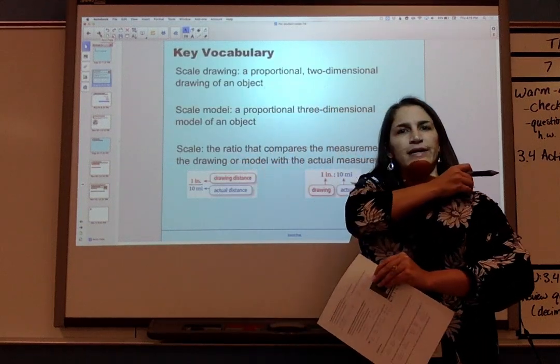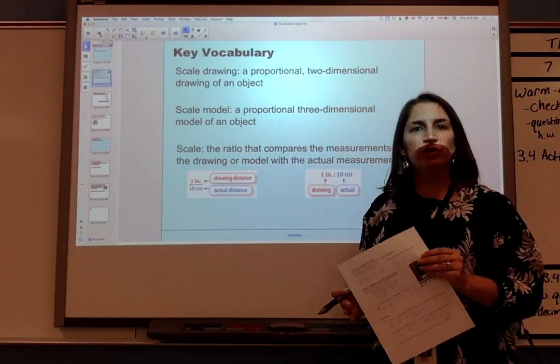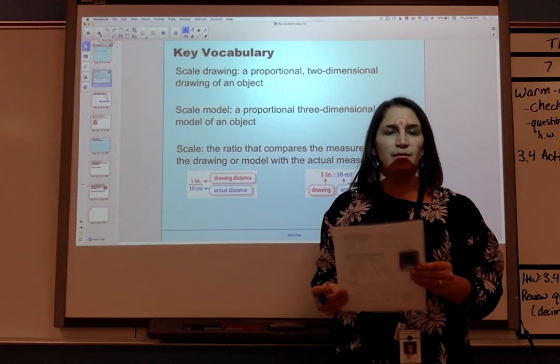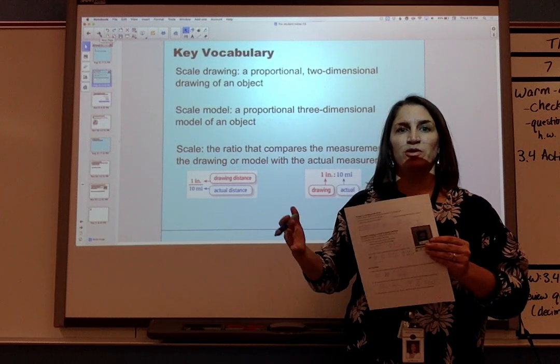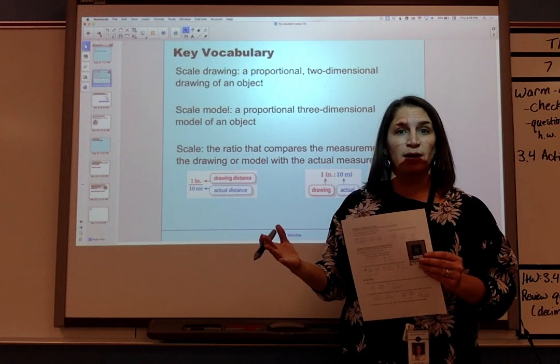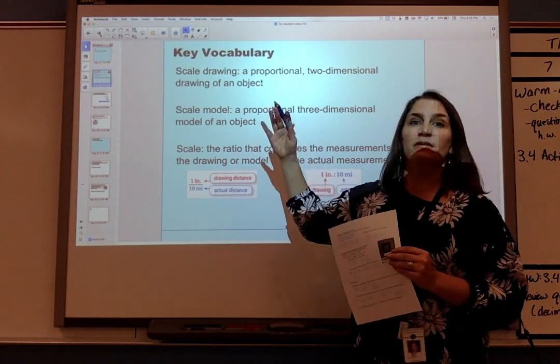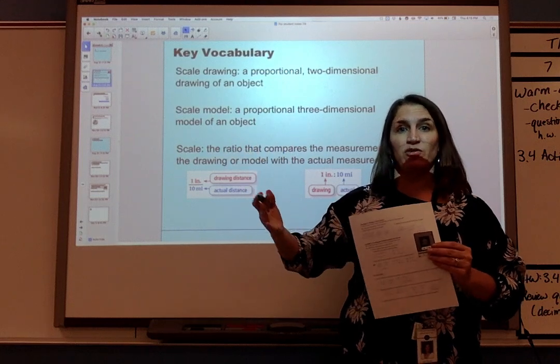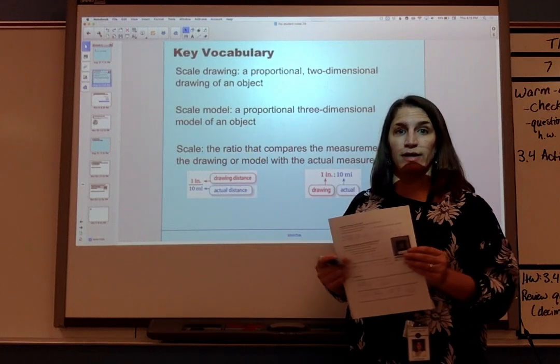A scale drawing is a proportional, two-dimensional drawing of an object. So it could be smaller than the actual object or larger than the actual object, but it needs to be proportional. So any change that you make is made to everything on that drawing.